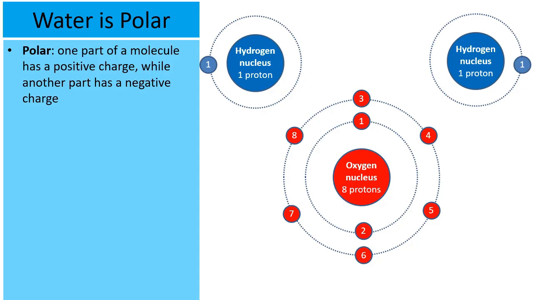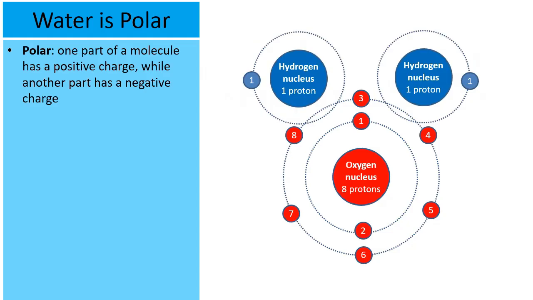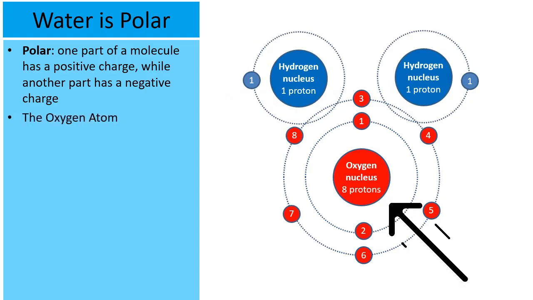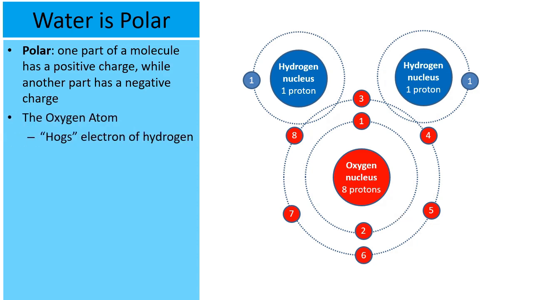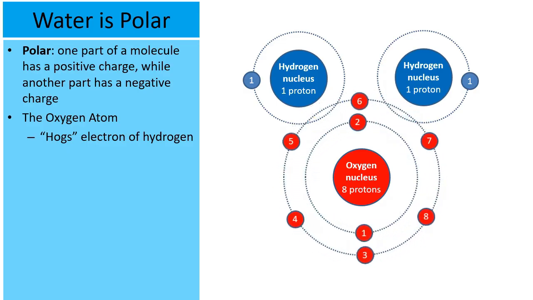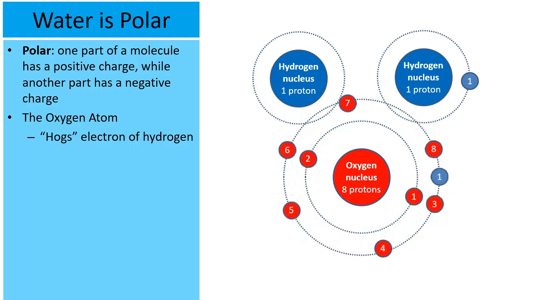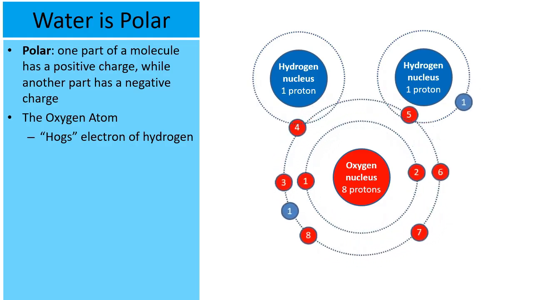However, when water forms, the 2 hydrogens will bond with the oxygen. So now that the atoms have bonded, let's focus our attention on the red oxygen atom. What we're going to see is that it really hogs the blue electrons of hydrogen. Let me go ahead and put the red electrons in motion. And what happens is the oxygen atom will actually kind of take the blue hydrogen electrons.